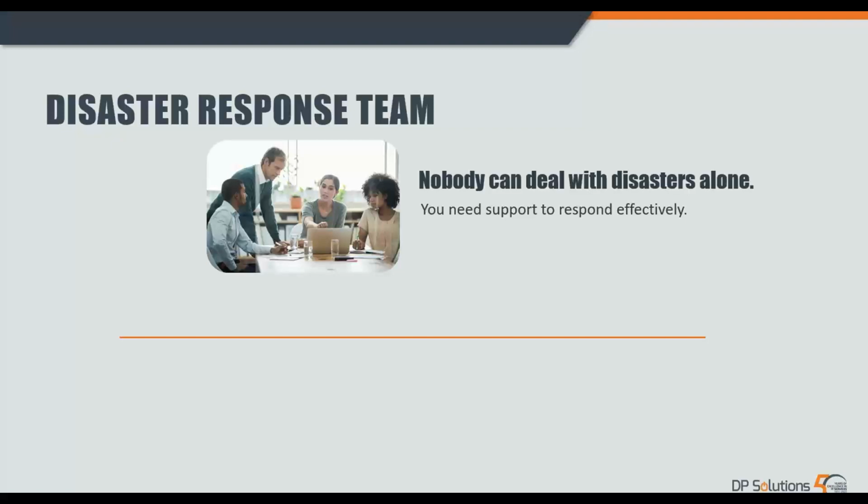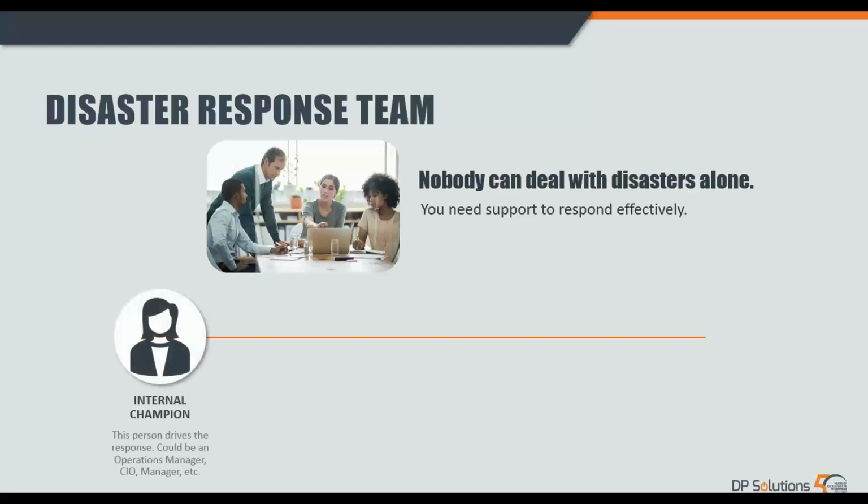A disaster response team. Nobody can deal with this alone. You need support to respond effectively. So the first person I put here is an internal champion. And I wanted to make this a little bit broad because in many operations, this could be the head of the company. This could be a CIO type. It could be an operations manager, an HR person. It kind of depends on the organization, what you're dealing with.